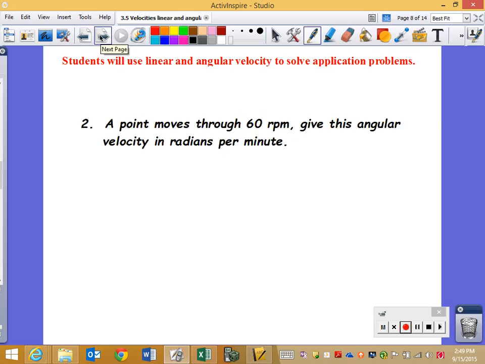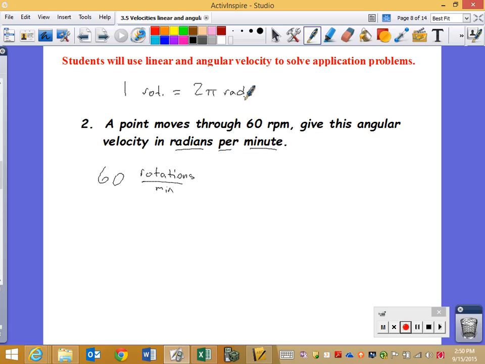Another one: a point moves through 60 rotations per minute. Give this angular velocity in radians per minute. My answer is asking for radians per minute, but I have 60 rotations per minute. So I need to change this rotations per minute to radians per minute. Well, remember that one rotation is equal to 2 pi radians.